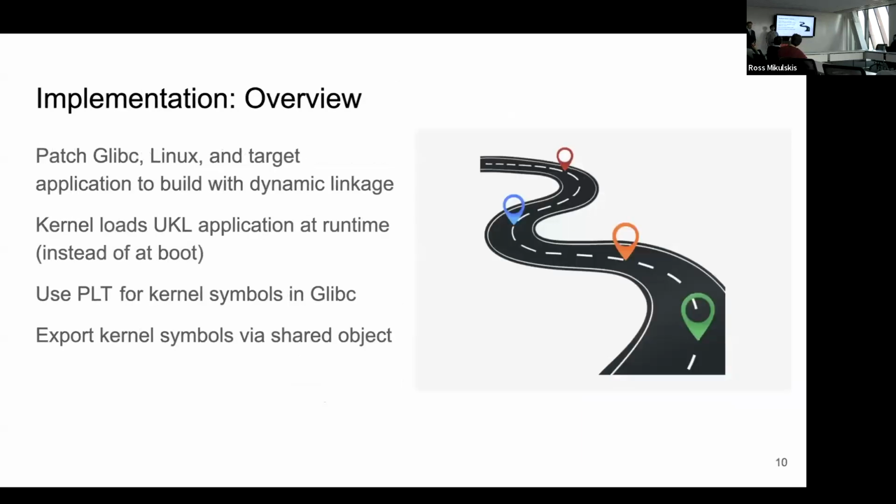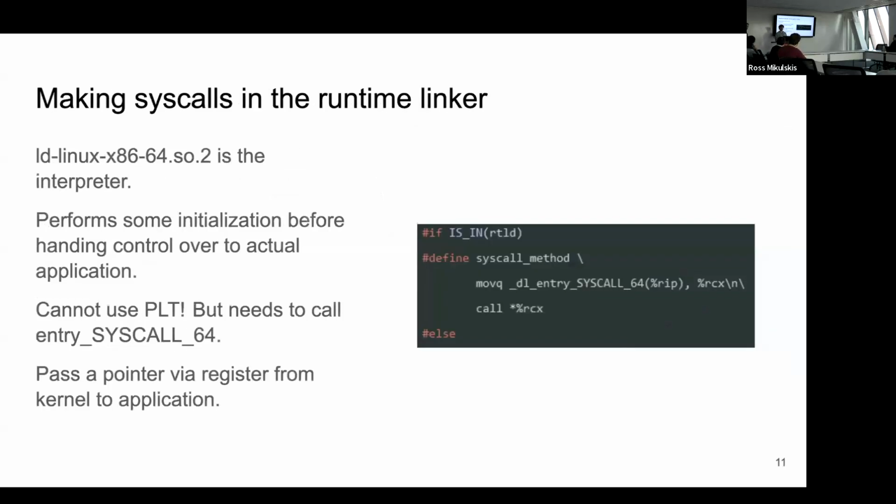So a quick overview of the actual roadmap to implementation. First of all, we need to patch our build systems for glibc, Linux, and the target application to use dynamic linkage. We need to make sure that the kernel is actually loading the UKL application now, because it's not just going to be in memory because the bootloader put it there, because it's not a part of the Linux executable anymore. We need to change the way that glibc uses kernel symbols to redirect it through the PLT. And finally, we need to export the kernel symbols into a shared object so that the dynamic linker is able to access them.